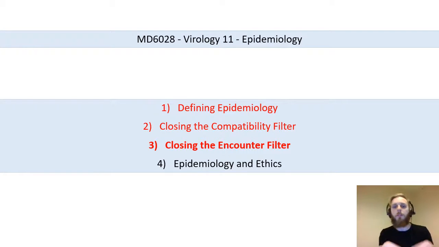Okay, so those are the different strategies that we can use to close the encounter filter. It's not an exhaustive list. It's just the different types of strategies we can use, and then some useful examples of those different types of strategies. Again, not an exhaustive list, but some really useful examples, and I hope you found them useful.